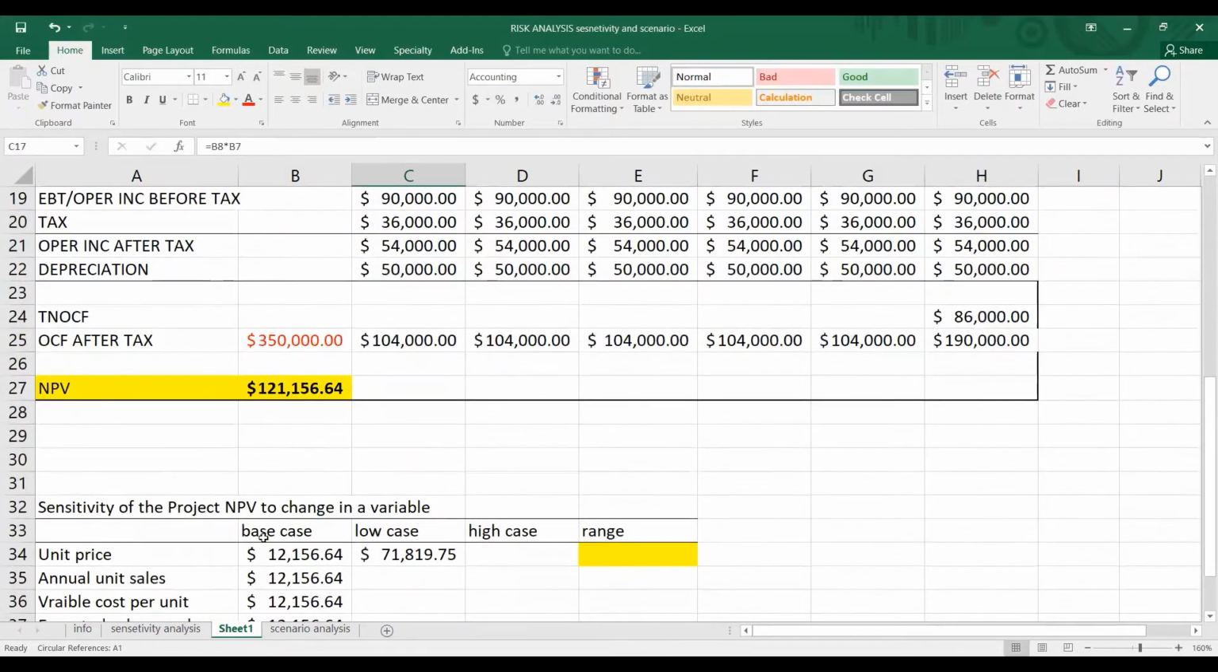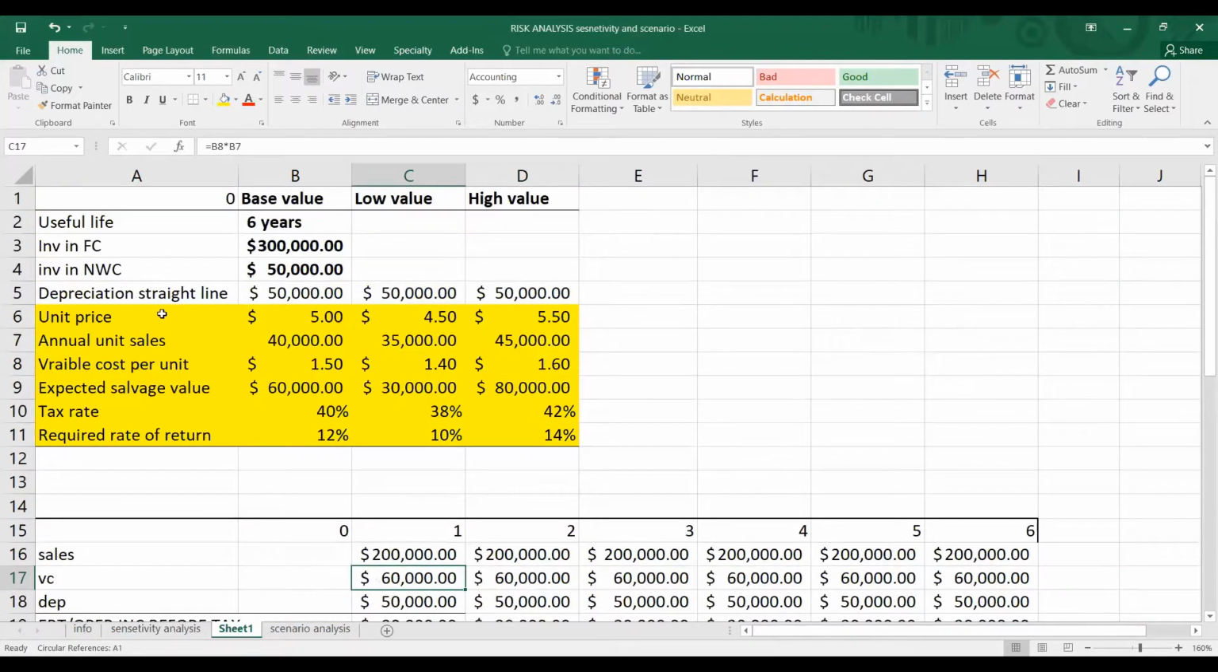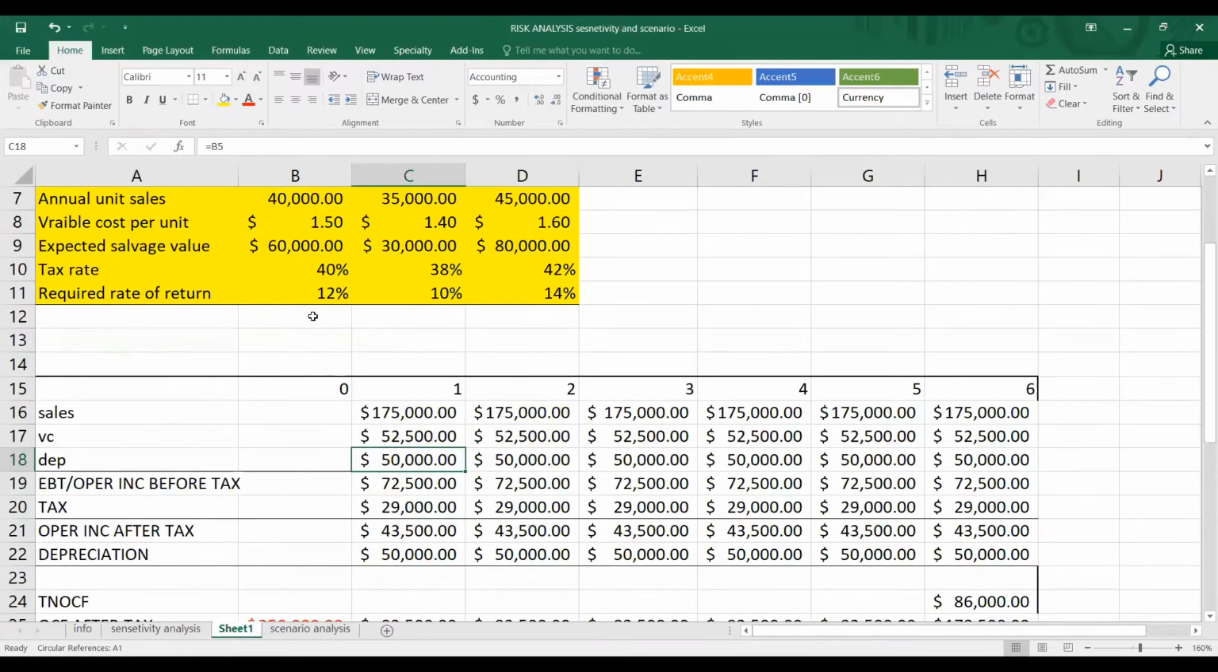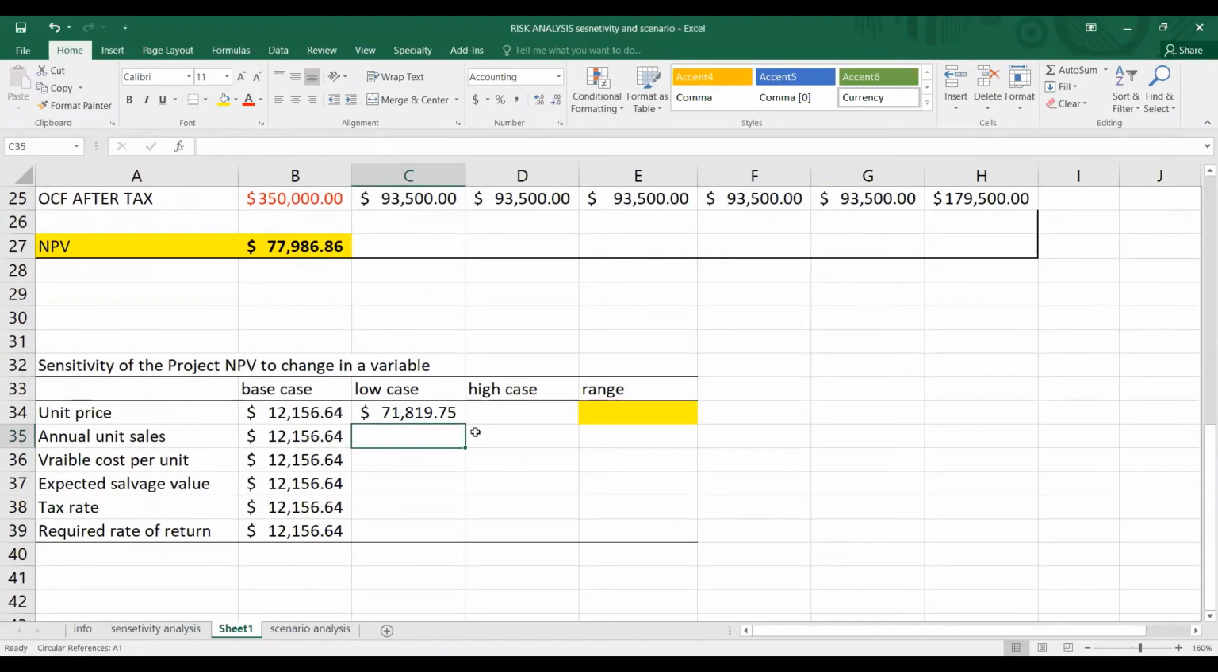And let's see, what if the annual unit sales change? If the annual unit sales change, two variables will be affected: sales and variable cost, because these two variables are derived from unit sales. Unit sales were reduced to 35,000, let's say, and variable cost is reduced as well. If we assume the reduction in annual sales, as we can see, our NPV in this case is equal to 77,986.86.